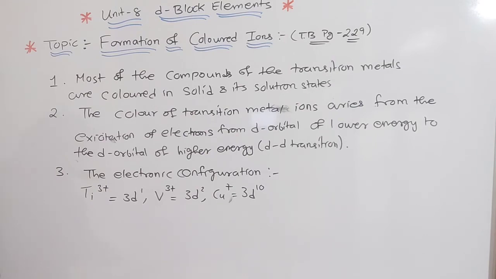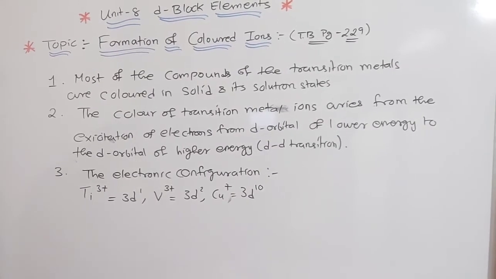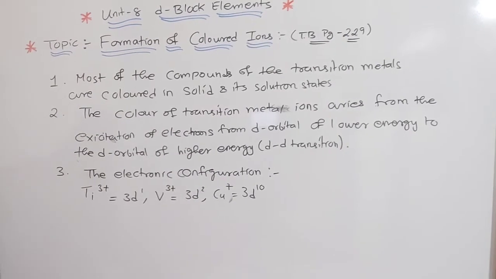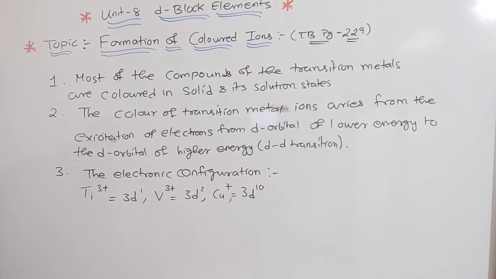All are there, many are there, but I think we can remember it in a very simple way. Let it be. We'll first write it down. Now the electronic configuration you can see here. Ti is there, vanadium is there, copper is given there.